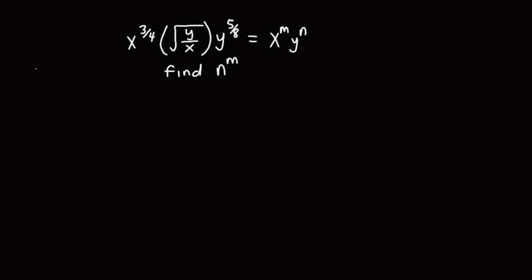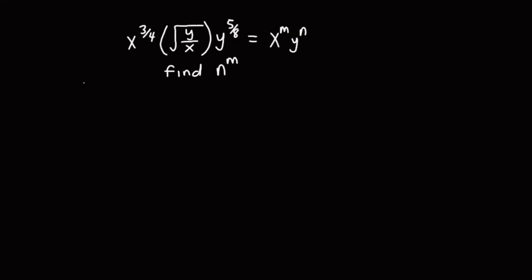So this whole problem is algebra and specifically indices. And so what I'm going to do is simplify this entire expression. After simplifying this entire expression, we are going to get the exponent of x and the exponent of y. Then based on comparison, we can see that the exponent of x is equal to m and the exponent of y is equal to n.